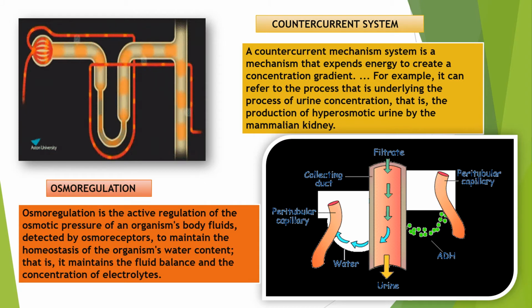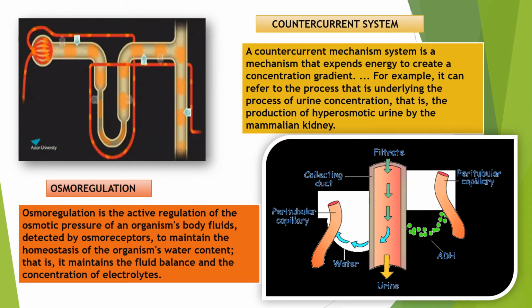Next topic that we are going to discuss, that is counter current system. A counter current mechanism system is a mechanism that expends energy to create a concentration gradient. For example, it can refer to the process that is underlying the process of urine concentration, that is the production of hyperosmotic urine by the mammalian kidney.